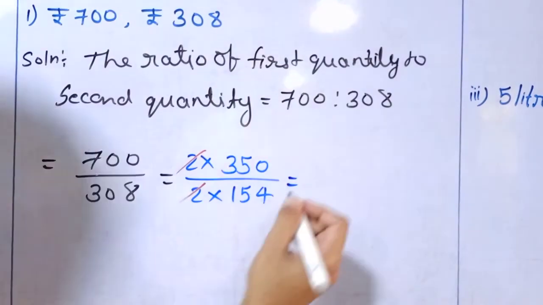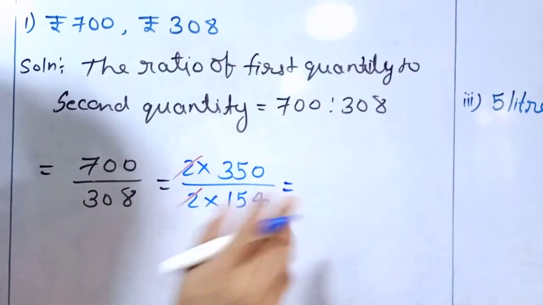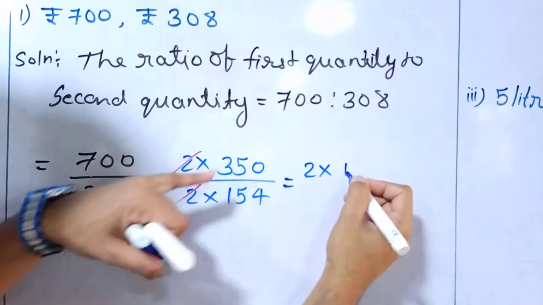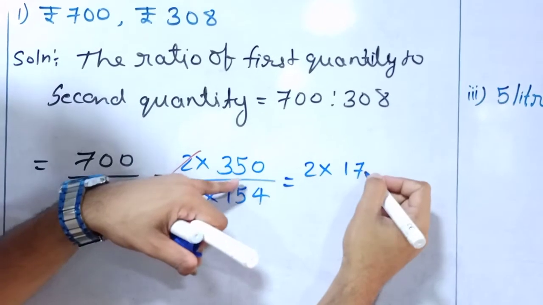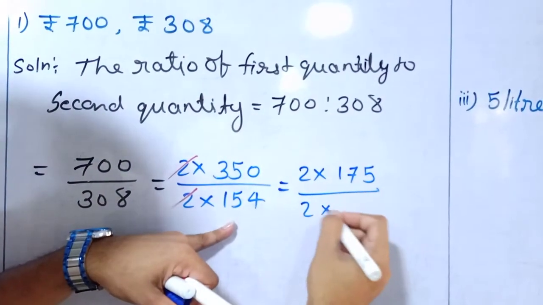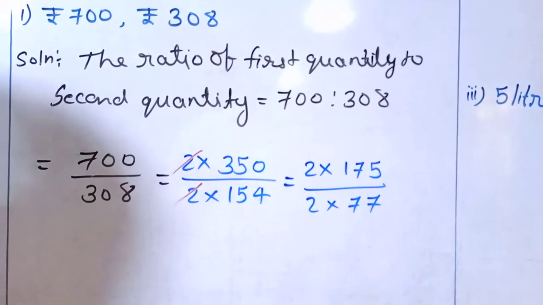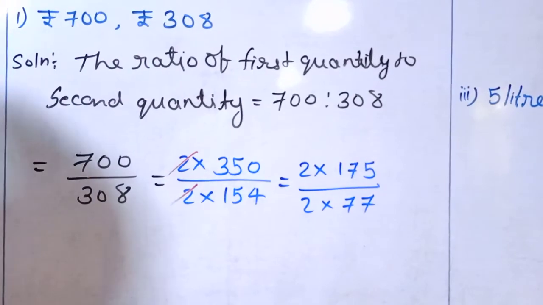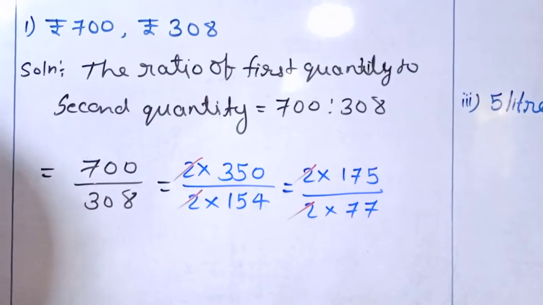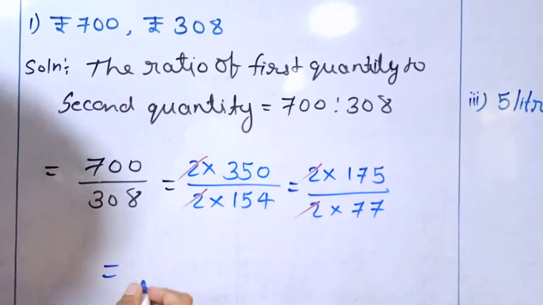Can we do more? 0 and 4 are there, which means both are multiples of 2. So 2 into, 2 1s are 2, 2 7s are 14, 2 5s are 10. Here 2 into 2 7s are 14, 2 7s are 14. So these two become cancelled. Again we have the next numbers 175 and 77.